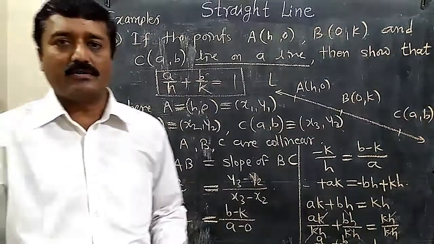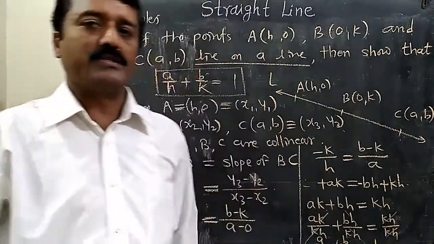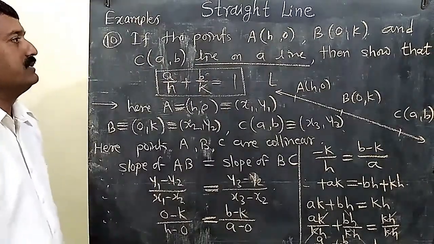So in this lecture we have solved 10 examples based on intercepts, inclination, slope and acute angle between two lines.